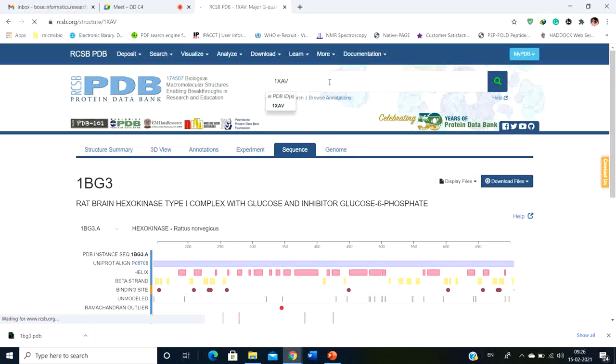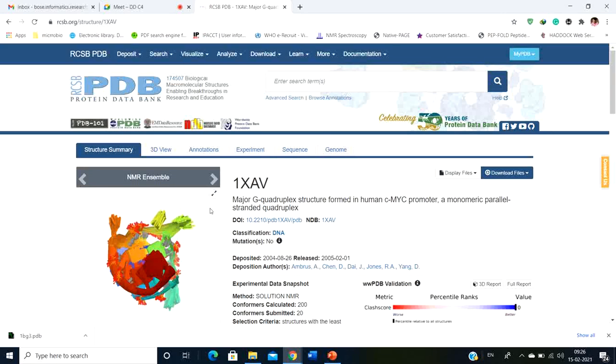1XAV. 1XAV is the PDB code. Like every protein or every DNA, they have given a PDB code. So this is the G quadruplex structure that is present in the c-Myc promoter. So why do I know this? Because I have designed a ligand, a drug that can specifically bind to this particular G quadruplex structure and stabilize it, and thereby reduce the c-Myc protein.